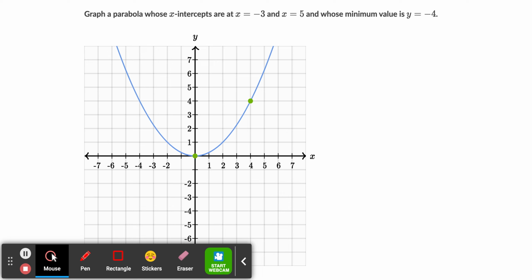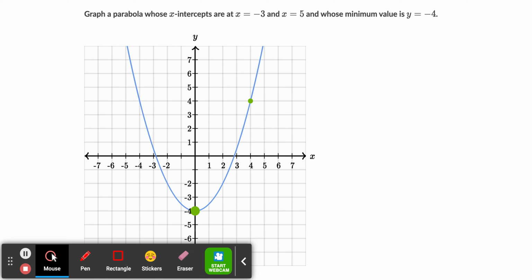Okay, we'll do one more here. Graph a parabola whose x-intercepts are at x equals -3 and x equals 5, and whose minimum value is y equals -4. Okay, so they don't give us the vertex directly, but they tell us that the minimum y value is -4. So this should be the y coordinate of our vertex. Okay, so I don't know exactly where the x coordinate is, but the minimum is going to be -4. It's going to be somewhere along here.